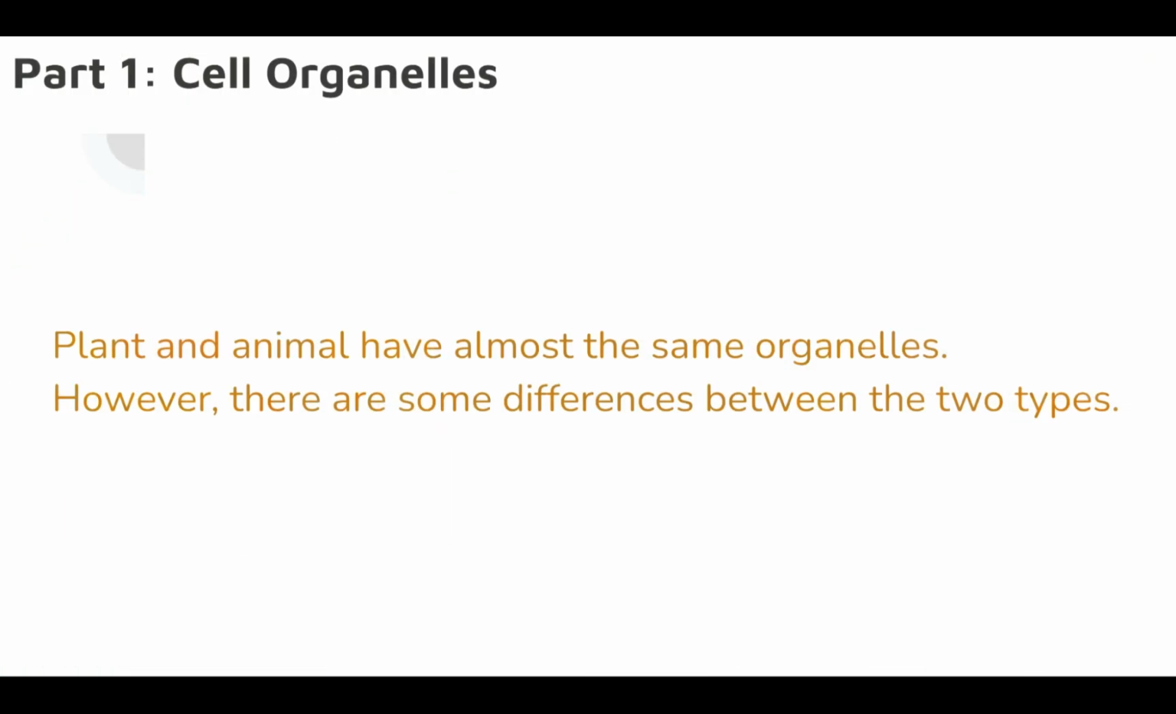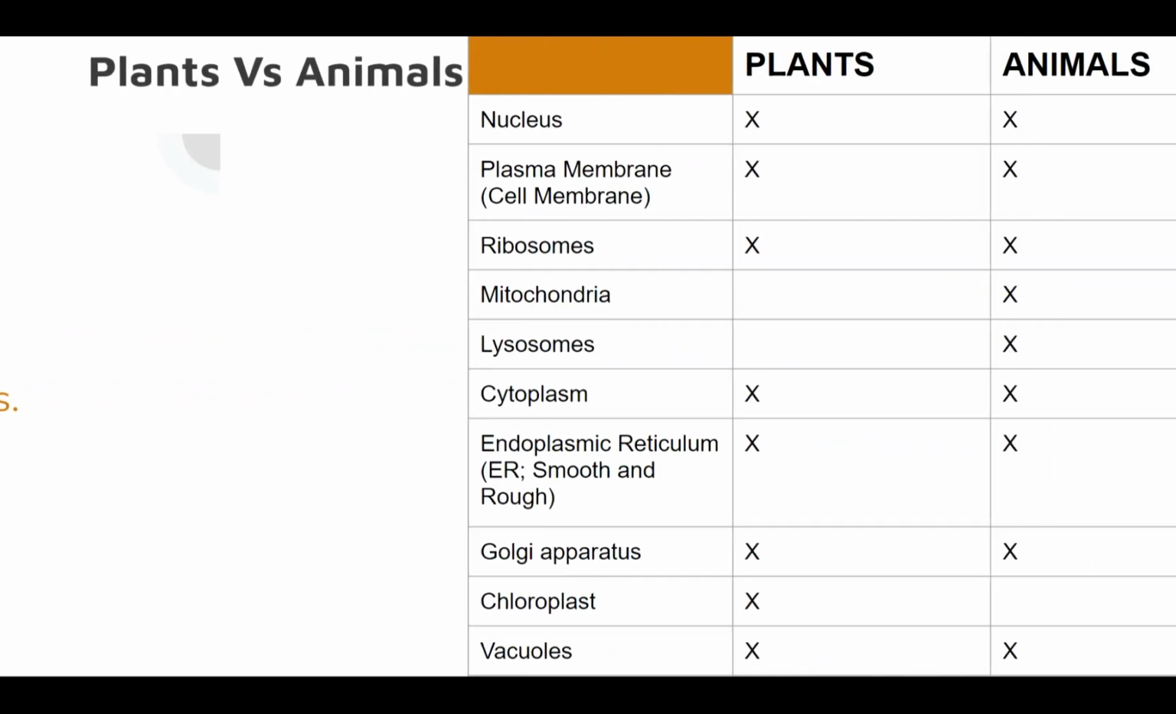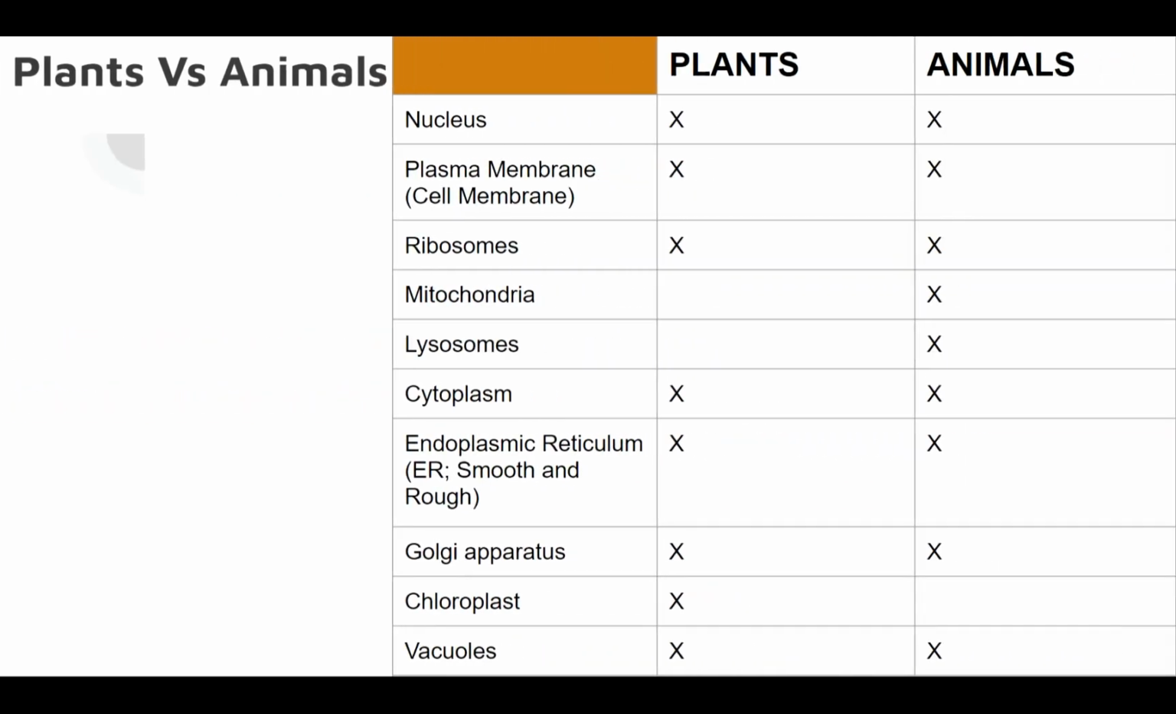Cell organelles: plant and animal cells are both part of the same category called eukaryotic cells, and have almost the same organelles. However, there are some differences between the two types. Here's a diagram I've made that shows the most common types of organelles that they'll ask on the test, and their location in plant or animal cells.